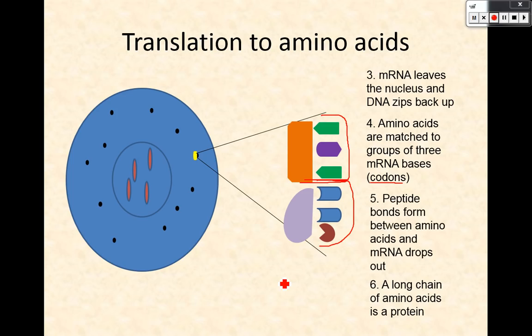And then peptide bonds form between amino acids, and then the mRNA drops out. So there's our peptide bond forming right there. Remember, it's peptide bonds that link amino acids together. This comes all the way back from the beginning of the year when we talked about macromolecules. The mRNA drops out, and eventually we will have a long chain of amino acids, which is a protein.